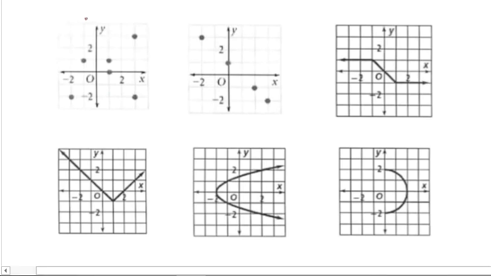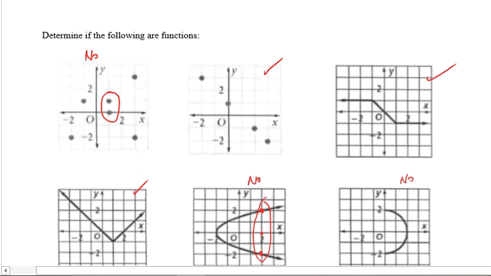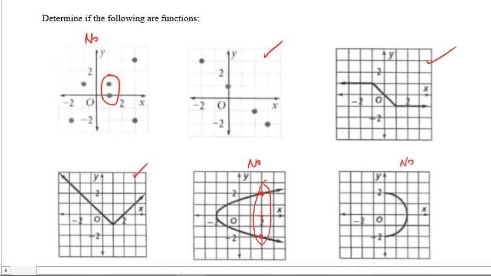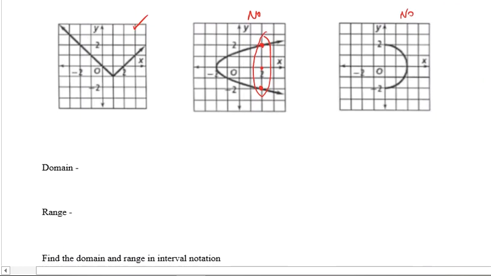Alright, so this one is no, because you can see how the input of 1 is going to an output of 0 and a positive 1. This one's yes. This one's yes. Yes. No. No. And you can see right here how the input of 2 goes to 2 different things. Okay. Same kind of thing here, that the input of 0 is going to 2 different values. And so these are all examples of not passing the vertical line test.